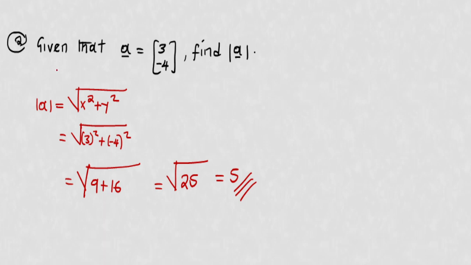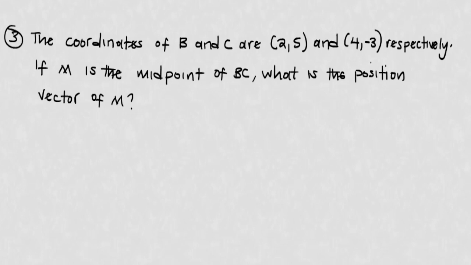Now let us look at another type of question that might come. The coordinates of B and C are (2, 5) and (4, -3). Since we are dealing with coordinates, this is my x1, this is my y1, this is my x2, this is my y2, respectively. If M is the midpoint of BC, what is the position vector of M? So we have a line from B to C, and M is the midpoint.